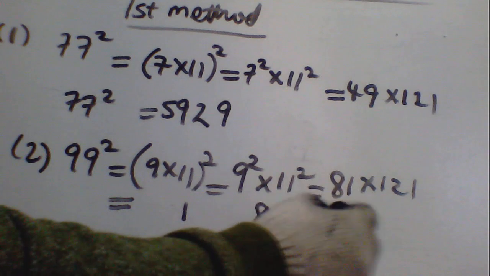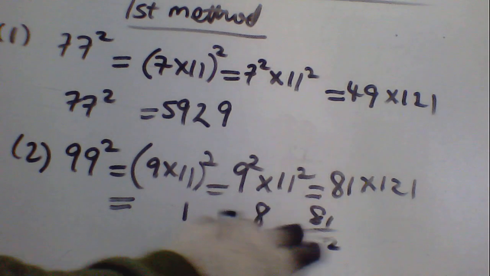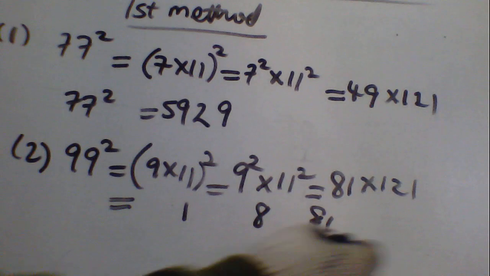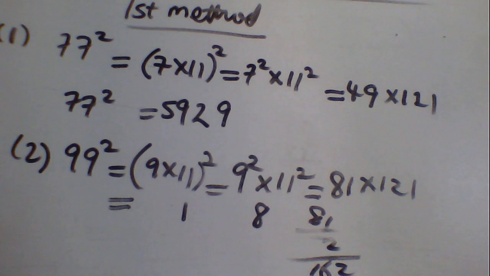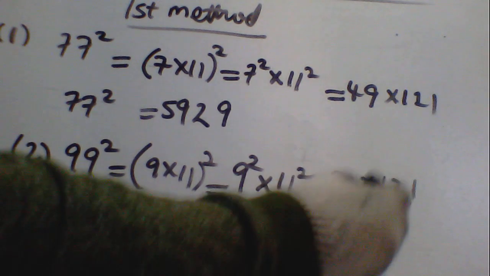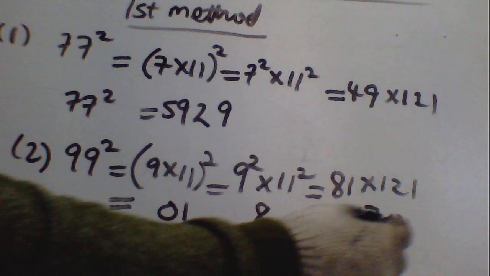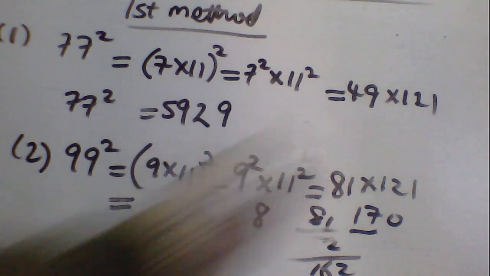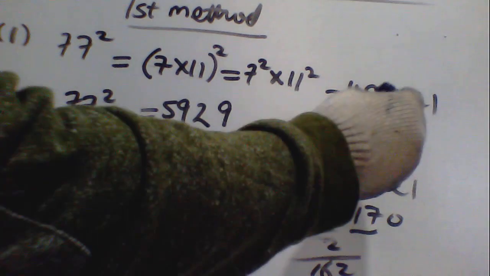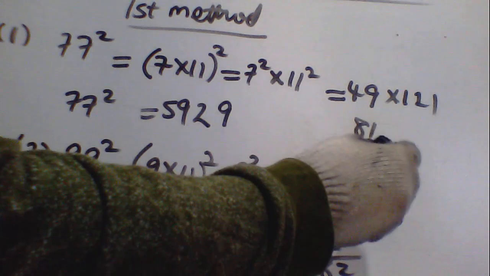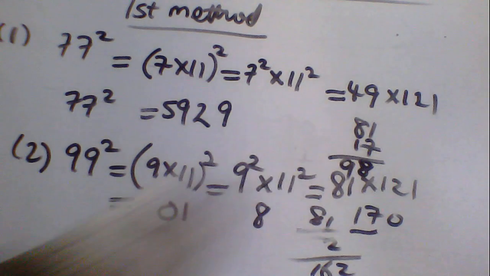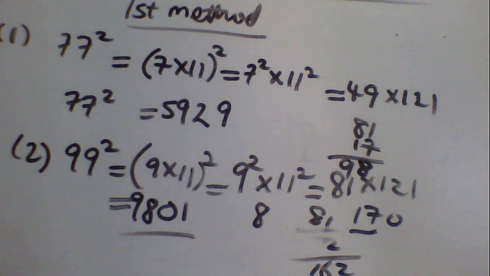81 times 2 will give us 162. You carry 8. 162 plus 8 will give us 170. I write 0, carry 17. This is what I carry. So 81 times 1 will give us 81 plus 17. This will give us 98. So 99 squared is the same as 9801.